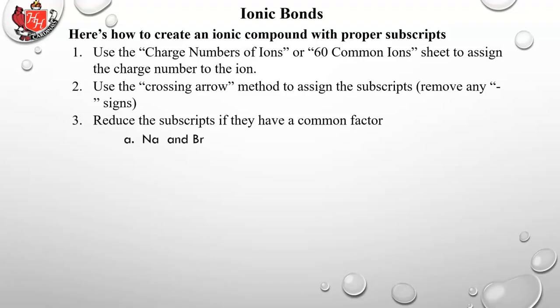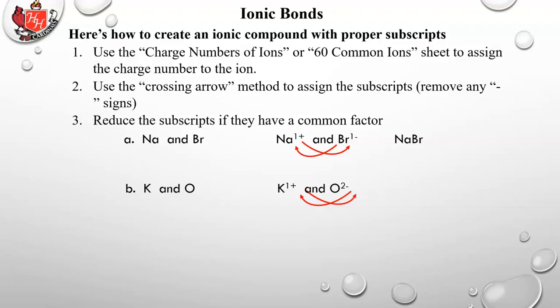So let's start with sodium and bromine. So you take the 1 plus of the sodium and the 1 minus of the bromine, you cross the arrows, and you get Na1Br1, but you don't write the 1s. So that's sodium bromide. Next we'll do potassium oxide. Potassium has a 1 plus charge, oxygen has a 2 minus charge, so you cross the arrows and you get K2O. In other words, it needs 2 1 plus charges to balance the 1 2 minus charge.